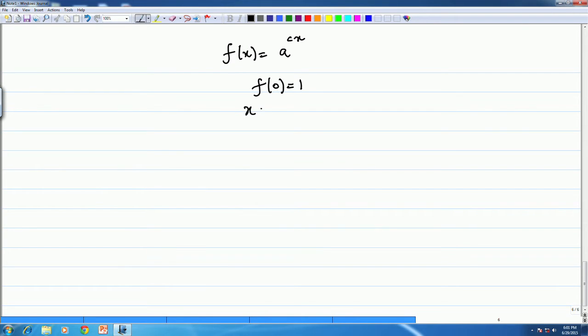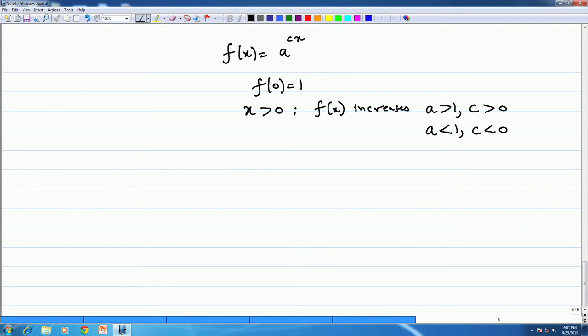Now, for x greater than 0, f of x increases under various conditions. For instance, if a is greater than 1 and c is greater than 0, f of x is going to increase. And there are so many other situations. For instance, a could be less than 1 and c could be less than 0. So, if c is negative and a is less than 1, it again starts to increase.